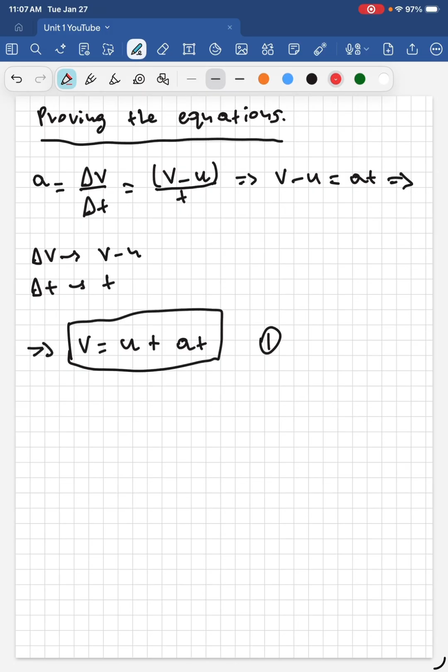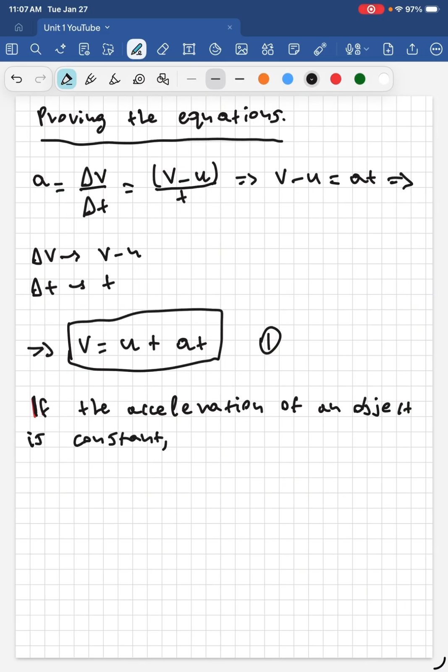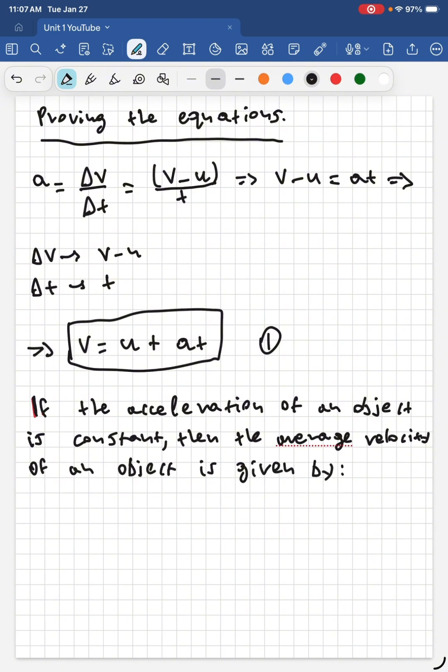Let's now do a different thing, okay? So if the acceleration of an object is constant, then the average velocity of an object is given by v average equal to the initial velocity plus the final velocity over 2.